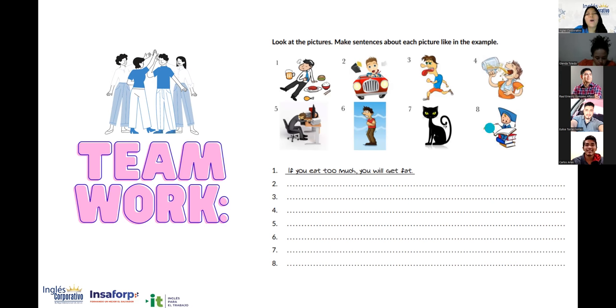Very good. Teacher. Okay. Maybe for the last one: will you be smart if you study younger? If you study at a young age, younger. Okay, yes. It makes sense. It does, yes. All right, perfect. Any other idea?